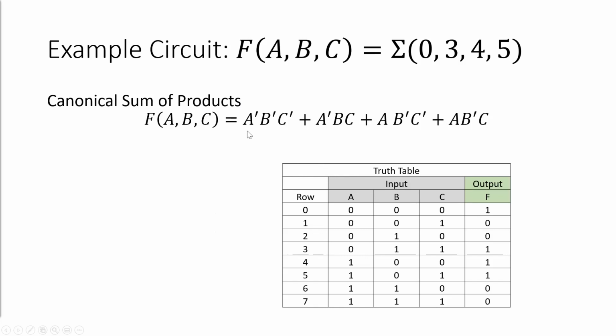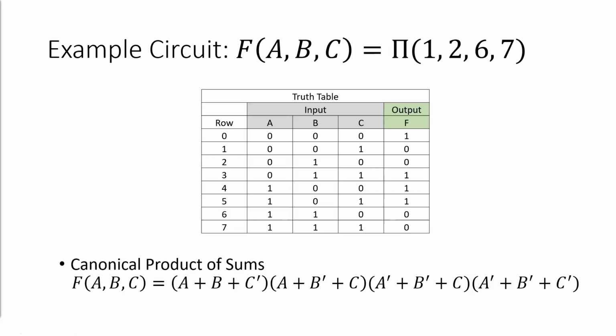So for min term 0, that's the min term created for row 0, where all of the inputs are 0, 0, 0. That min term is A naught, B naught, C naught. We're going to OR that with min term 3, which is A naught, B, and with C. We're going to OR that with the product term of min term 4, A and with B naught and with C naught, and we're going to OR that with min term 5, A and with B naught and with C. So that's our canonical sum of products form we'll be working with when we create that schematic.